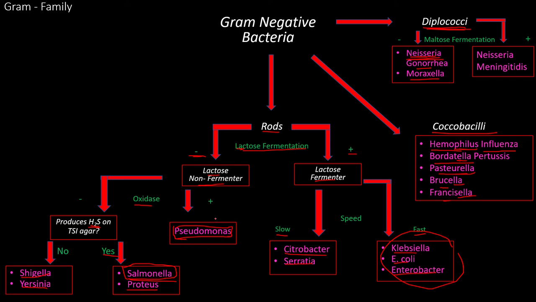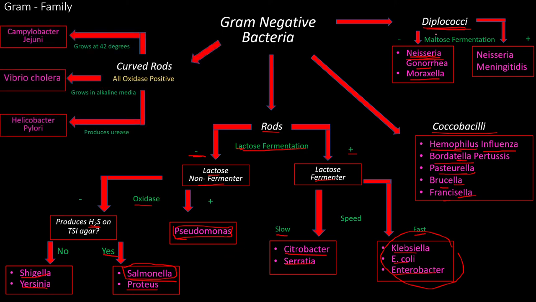Okay? I hope you're with me. I know this is complicated stuff, but trust me, if you read over this three or four times, really get to wrap your head around it, it's not that bad. And the final family, remember what we said, there are four families: diplococci, coccobacilli, rods, and the final one, curved rods. These ones are like rods, but they have their own unique shape. They're not always like straight normal rods. What you need to know is they're all oxidase positive. Remember the oxidase positive test for Pseudomonas? All of these are oxidase positive, okay? And there are three that you need to know, and each one has a different distinguishing feature.